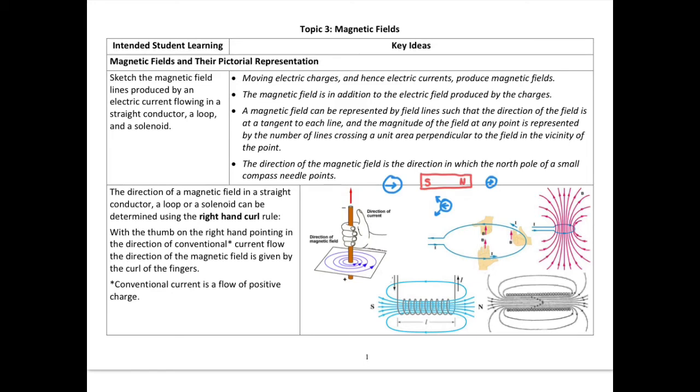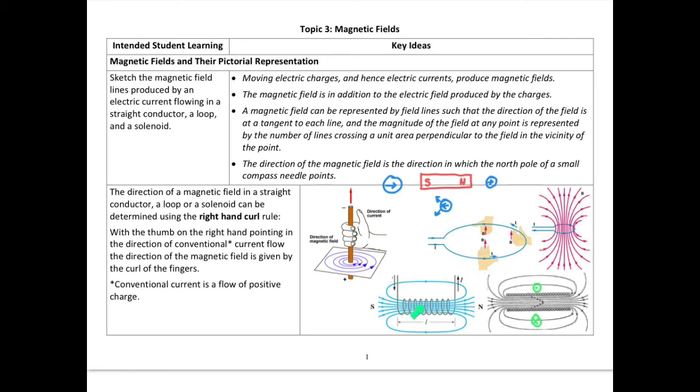This is to signify, at the top, a circle with a dot is like an arrowhead. So that's where the current is coming out of the page. And on this side, we have a circle with a cross. That's like the tail of an arrow. So it's going down into the page. So these two diagrams here and here basically represent the same situation.